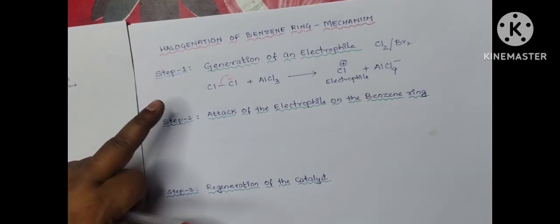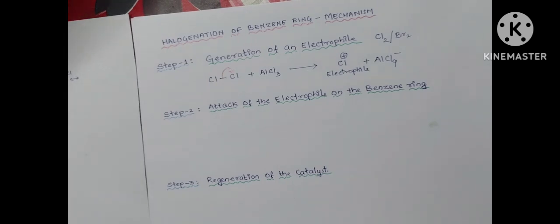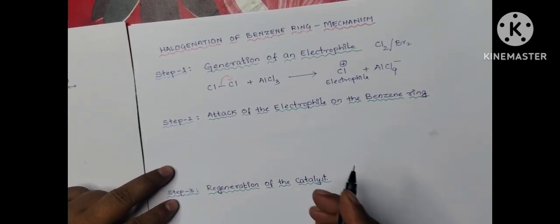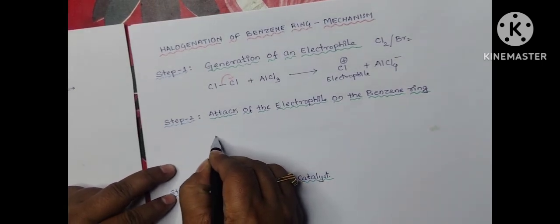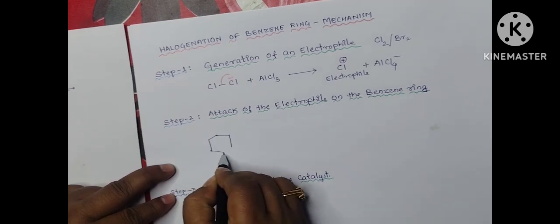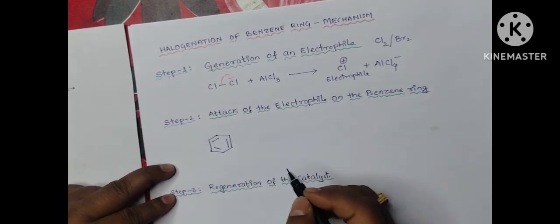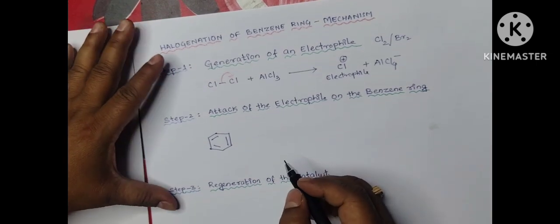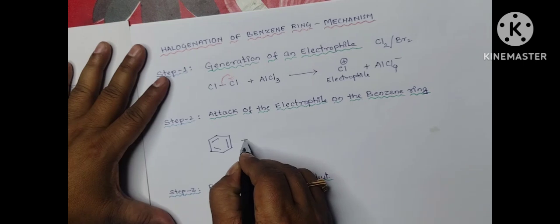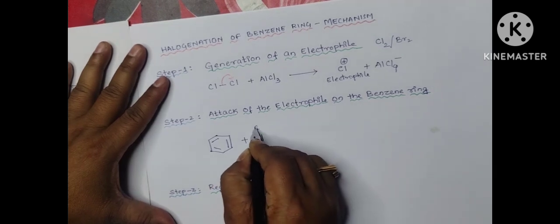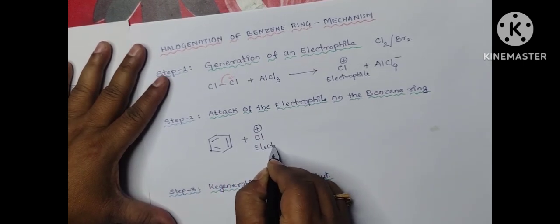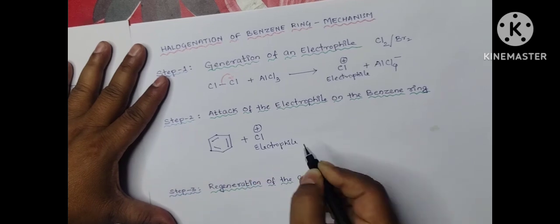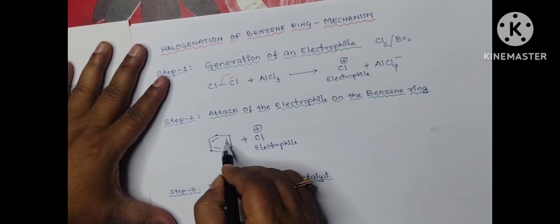The next step is the attack of the electrophile on the benzene ring. Now the Cl plus electrophile attacks the benzene ring. So how is it going to be? Let us see here. Let me take benzene, I am writing the benzene ring here, which has three pi bonds. So it is rich with pi electrons, which are loosely held in the benzene. Now we are going to attack with Cl plus as the electrophile. So this is the electrophile, and now it has to attack the benzene ring.